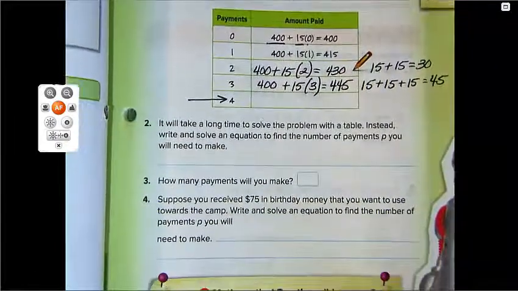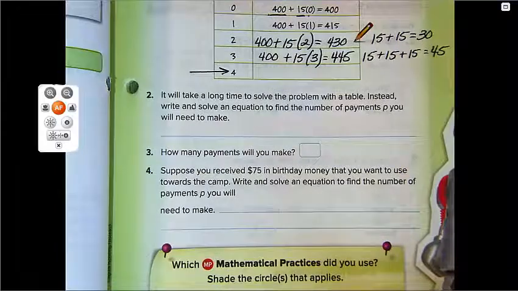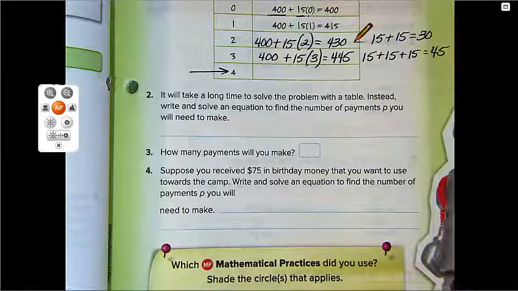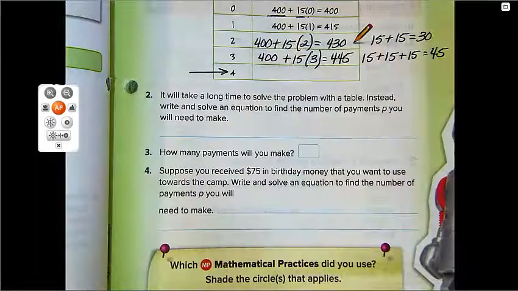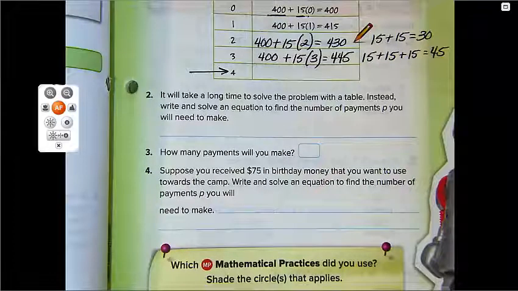Okay, let's go on to number 2. It wants to know, it will take a long time to solve the problem with the table. We would have to go on until we got to 700, and that's going to take a long time if we only go up by 15s each time. So we want to write an equation to find the number of payments you will need to make.